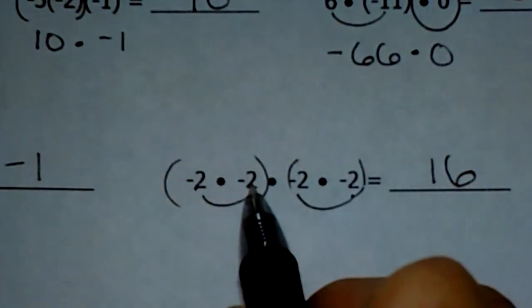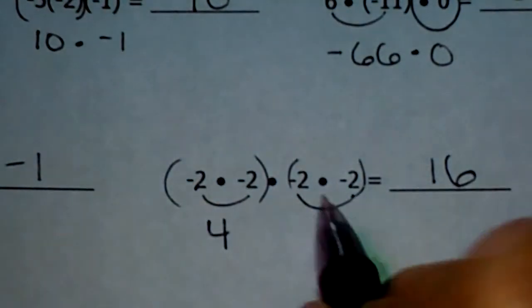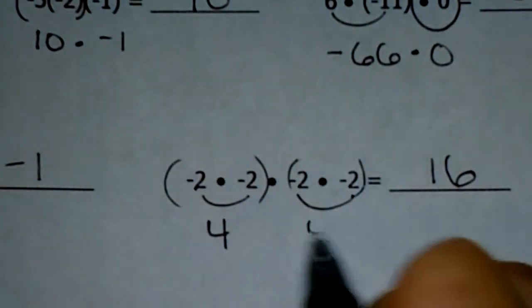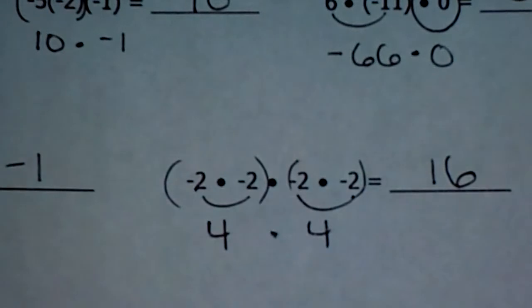Negative 2 times another negative 2 gives me positive 4. And 4 times 4 is 16.